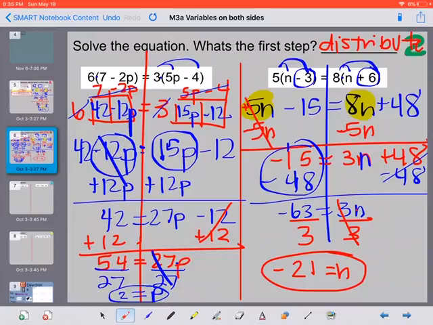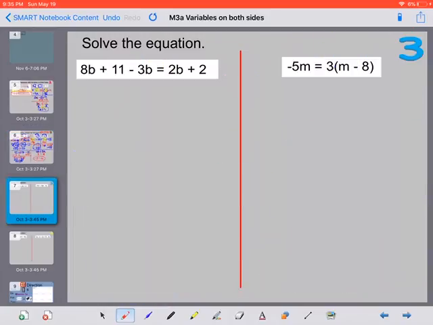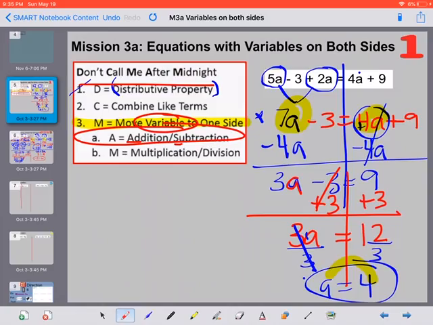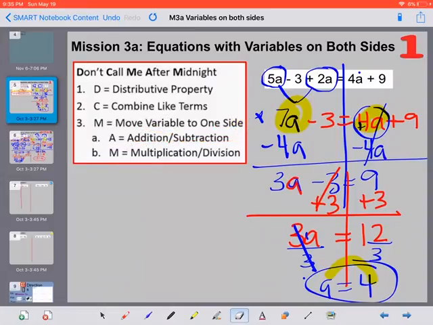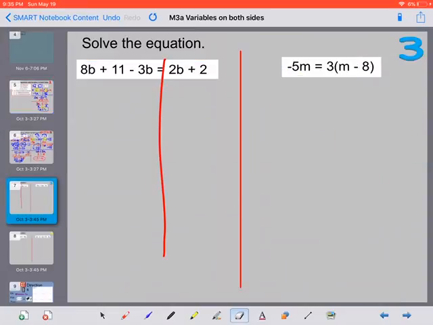All right, let's flip over to the back side. Solve the equation. No hints on this one. So we can look at this list if we need again. Distribute and then combine like terms. We don't have any distributing, but we can combine like terms that are on the same side. This negative goes with the 3. So 8b minus 3 gives us 5b. And copy the rest.